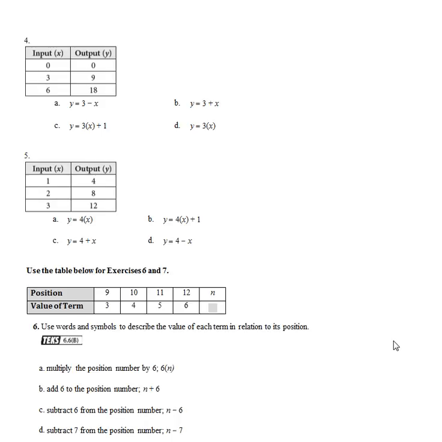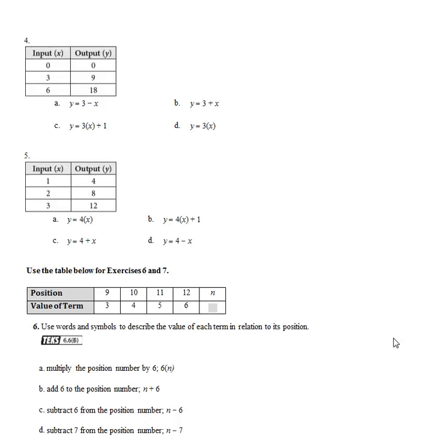Use the table below for exercises 6 and 7. The table reads position, value of term. Number 6. Use words and symbols to describe the value of each term in relation to its position. A, multiply the position number by 6, 6n. B, add 6 to the position number, n plus 6. C, subtract 6 from the position number, n minus 6. D, subtract 7 from the position number, n minus 7.